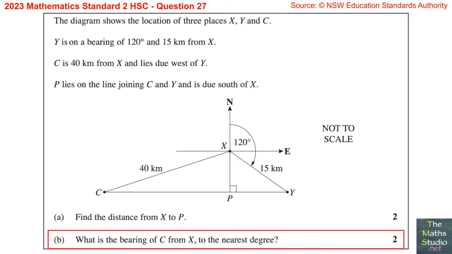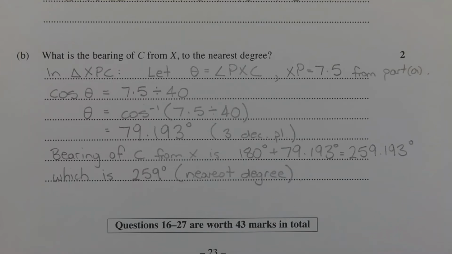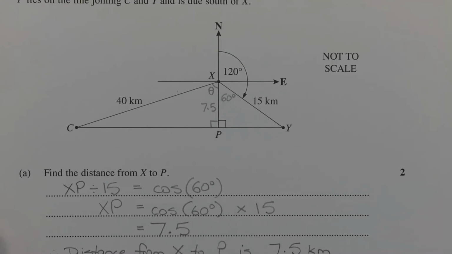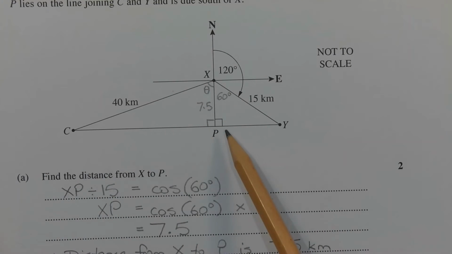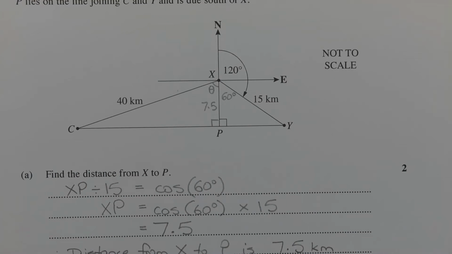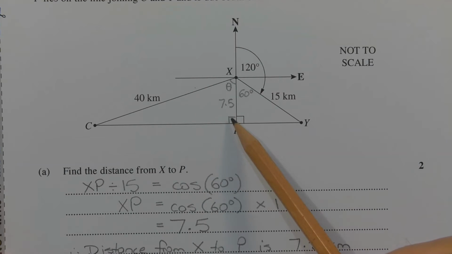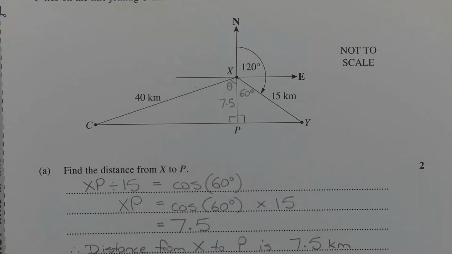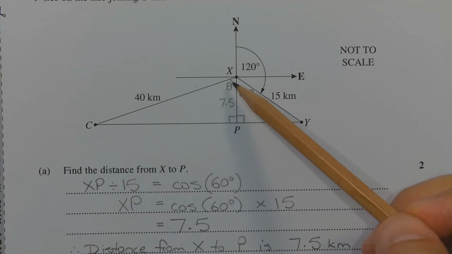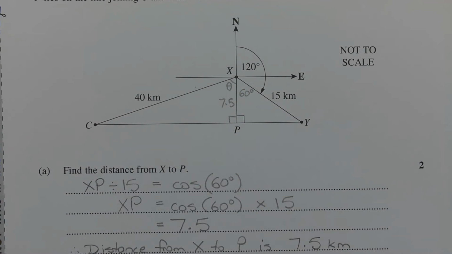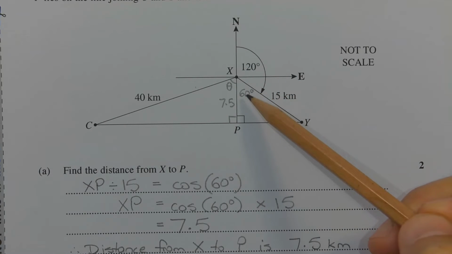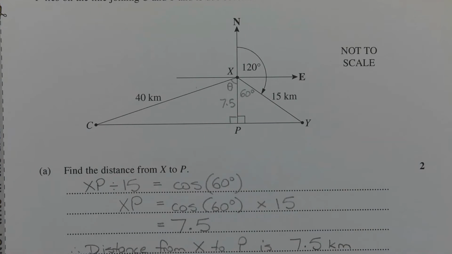Part B. What is the bearing of C from X to the nearest degree? To find the bearing of C from X, we need to focus on this triangle here, triangle XPC. And it just so happens that triangle XPC is also a right-angled triangle, so we can apply regular right-angled trigonometry for this part also. So to find the bearing of C from X, we need to find this angle here, which I've labelled with theta, and we add that to 180 degrees to give us the bearing that we want.